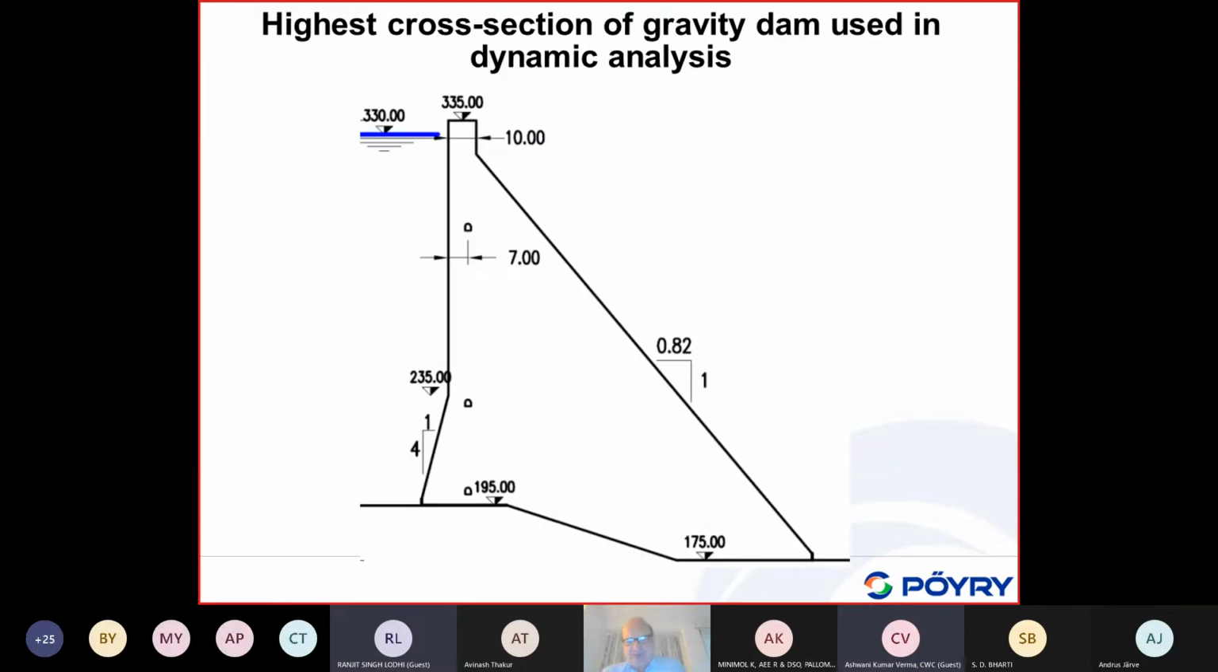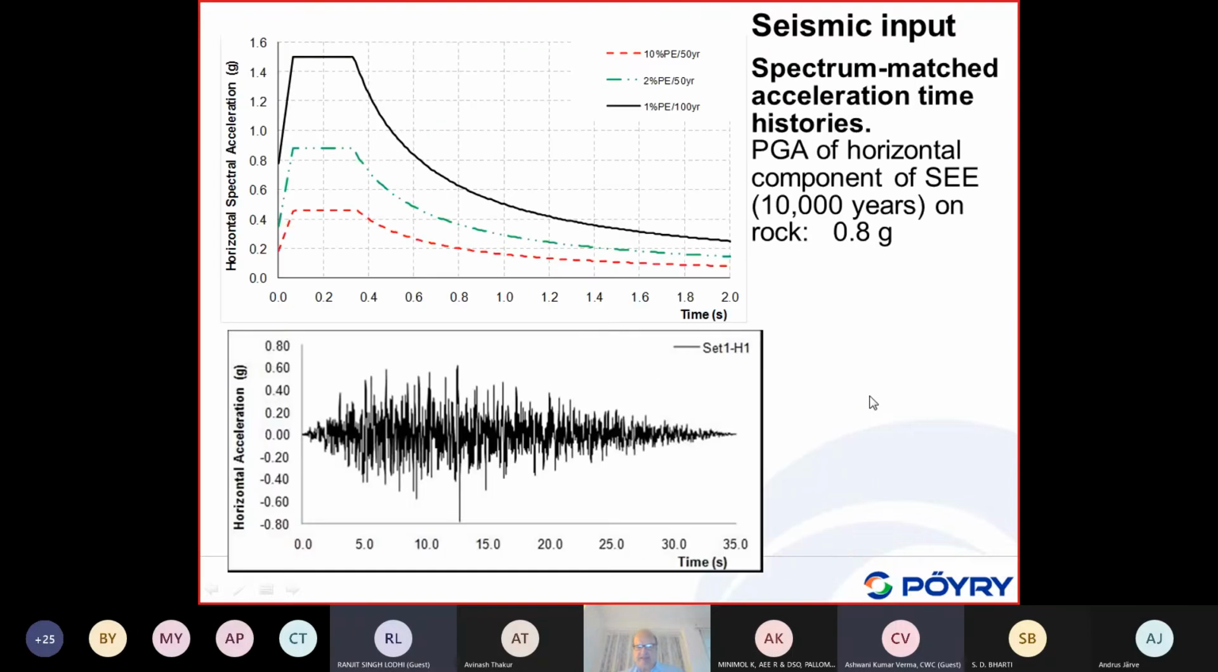Now this is the dam which we looked at in Turkey. You see it's about 160 meters. I always thought it is about 190 meters, but it is a massive gravity dam here, and it is clear that the failure mode, the static failure mode, is along this dam foundation interface, and I will just show some results from the dynamic analysis.